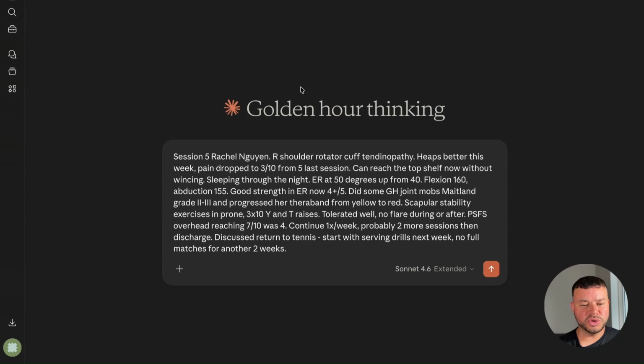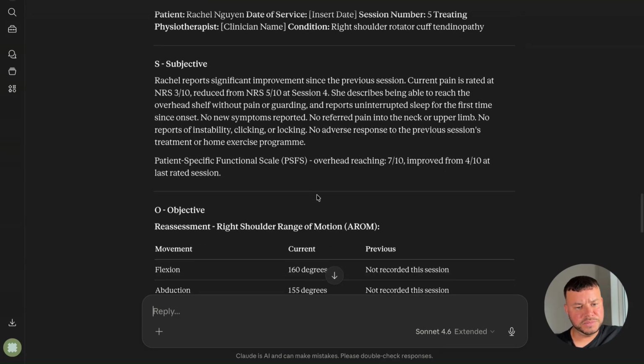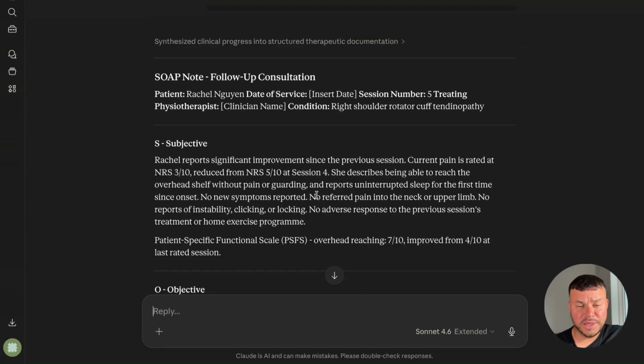When Claude builds your notes from this prompt, the structure is always there, the depth is always there, and every single note hits the same standard. Now I know what you're thinking. Can I just use this forever? And the answer is yes.